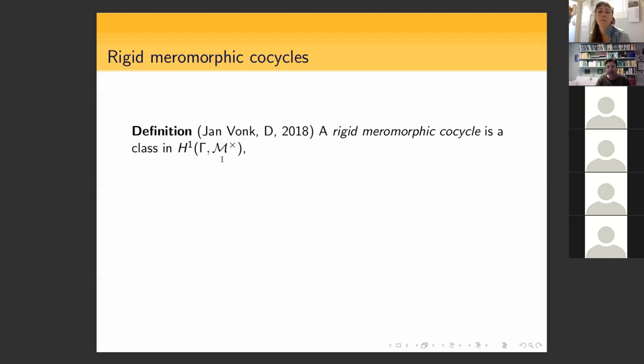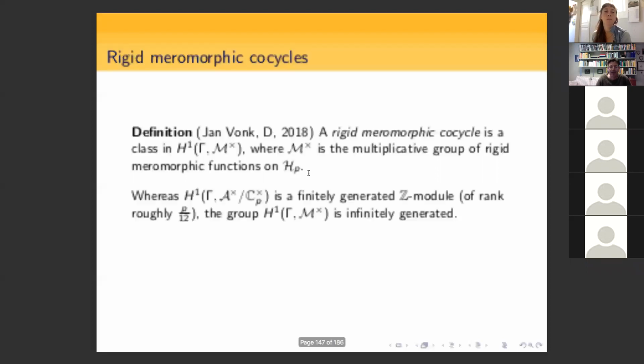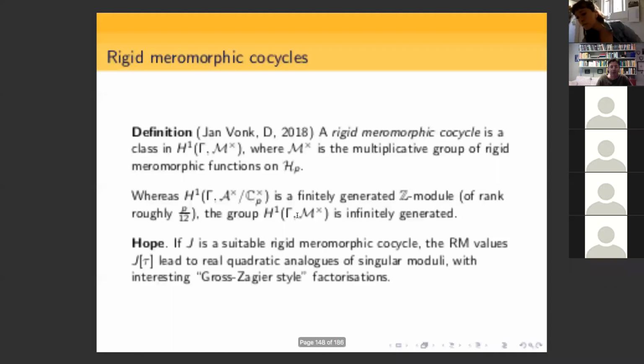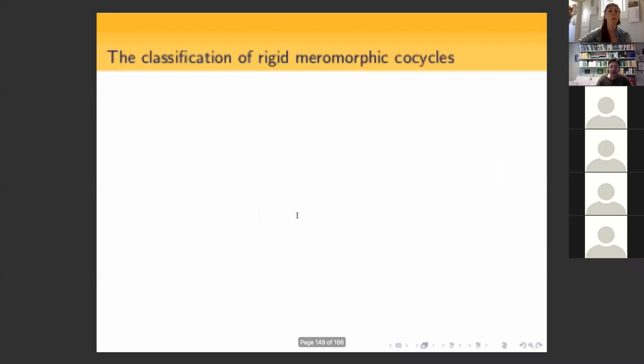but now with values in M star, where M star is the multiplicative group of rigid meromorphic functions on the p-adic upper half plane. And whereas the group of rigid analytic cocycles mod scalars is a finitely generated Z module, which is intimately connected with weight 2 cusp forms on gamma naught of P, the group of meromorphic cocycles is infinitely generated. So it's much larger and richer. And the hope is that we could recover interesting class invariants by looking at the RM values of rigid meromorphic cocycles, and that they might have interesting factorizations like the values of the J function.